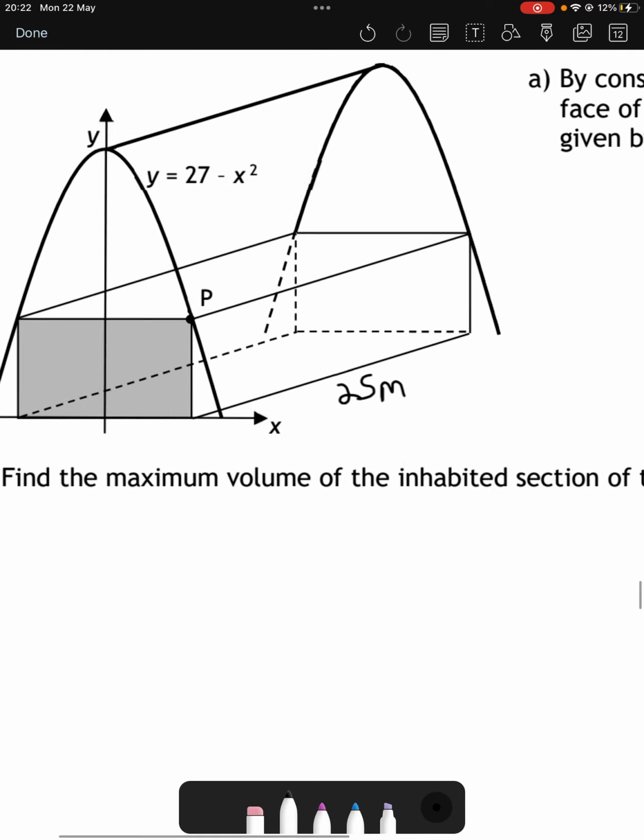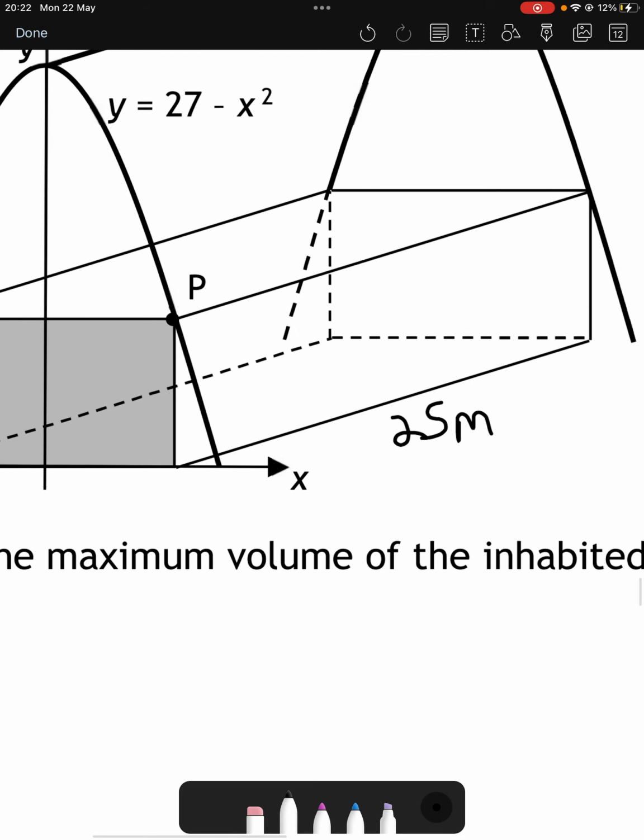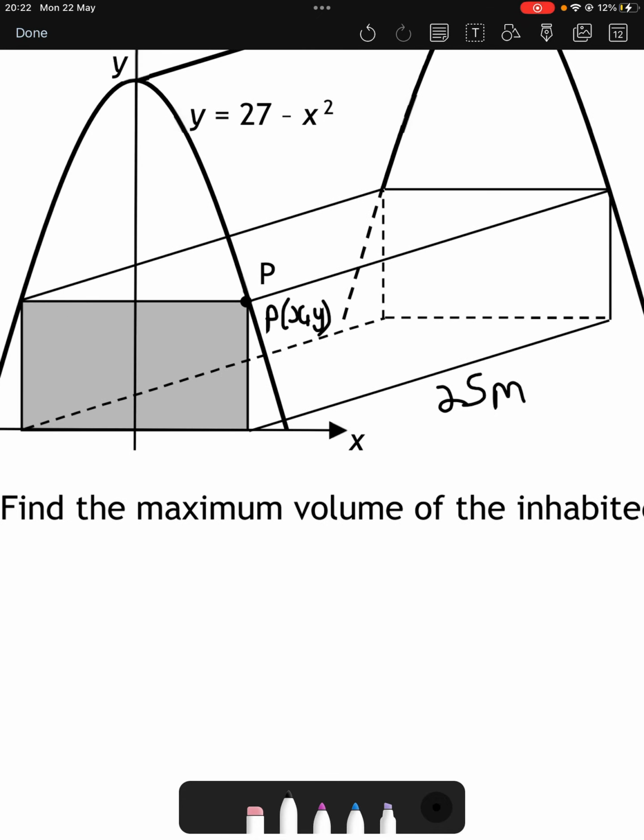Okay, so we have this point P. Now, key to this is don't overcomplicate it. What do you know about any point? You know it takes the form x, y. Okay, so what does that mean? That means that we've gone along x and we've gone up y.